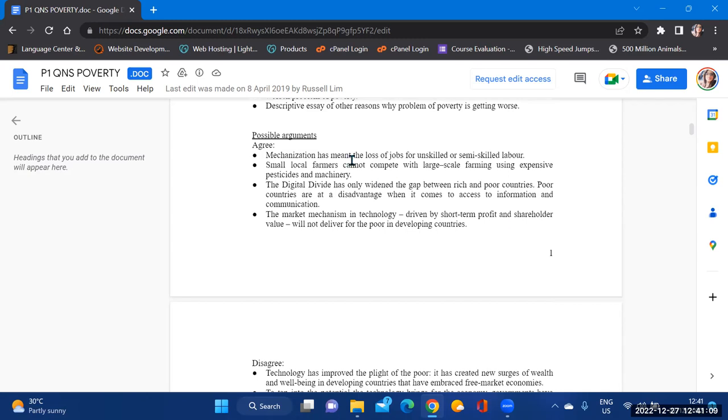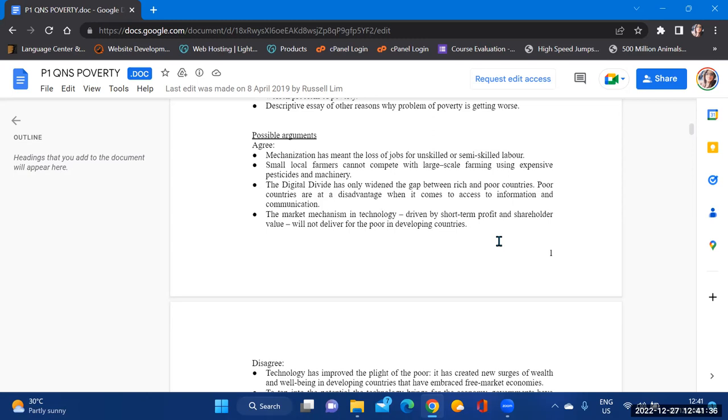So possible arguments, you may choose to agree. Yes. All right. The technological divide, the digital divide, is to be blamed for worsening poverty. Then you say all of these. Mechanization has meant the loss of jobs for unskilled or semi-skilled labor. Small local farmers cannot compete with large-scale farming using expensive pesticides and machinery.